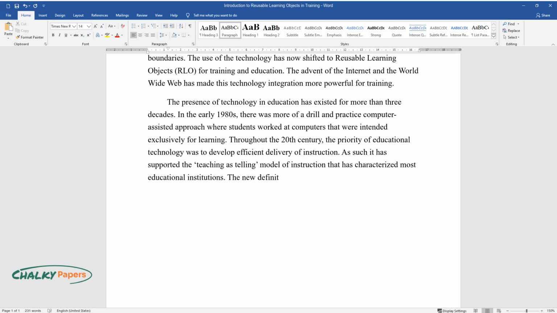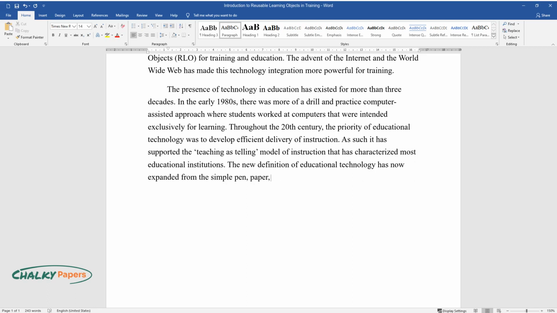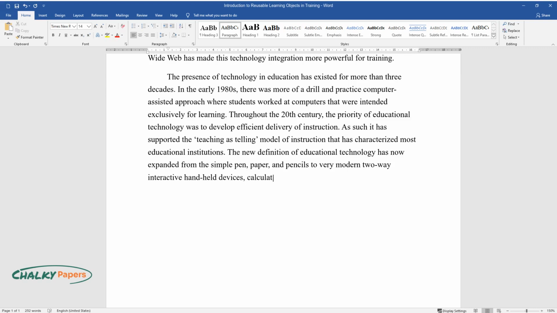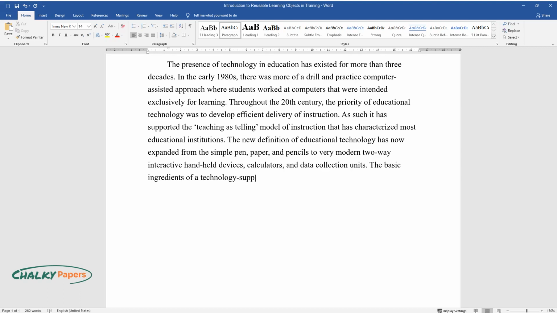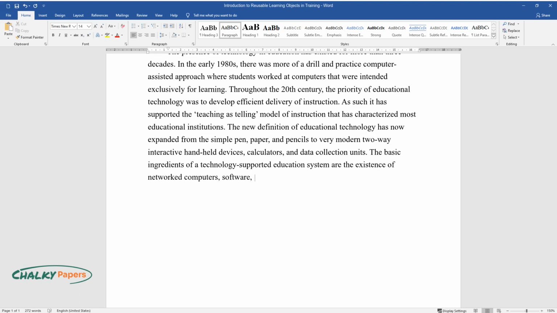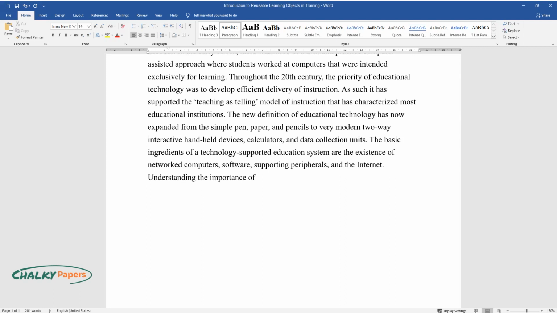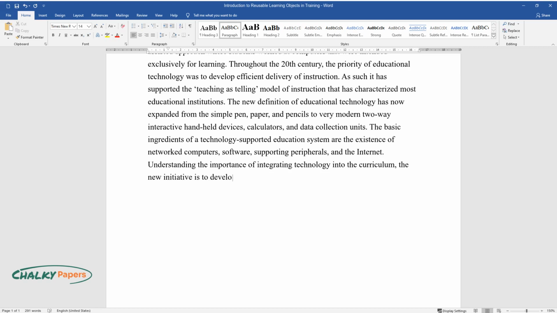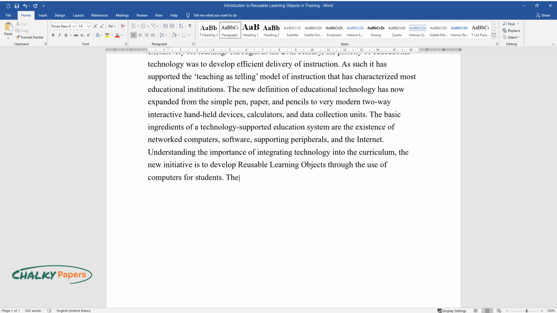The new definition of educational technology has now expanded from the simple pen, paper, and pencils to very modern two-way interactive handheld devices, calculators, and data collection units. The basic ingredients of a technology-supported education system are the existence of networked computers, software, supporting peripherals, and the Internet. Understanding the importance of integrating technology into the curriculum, the new initiative is to develop reusable learning objects through the use of computers for students.